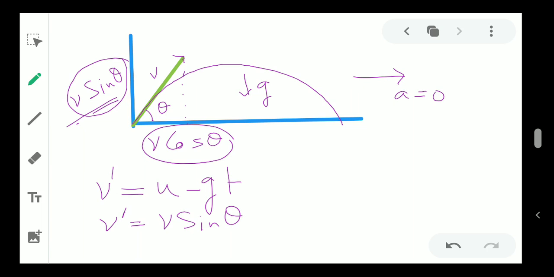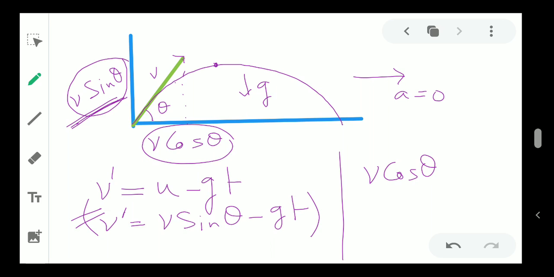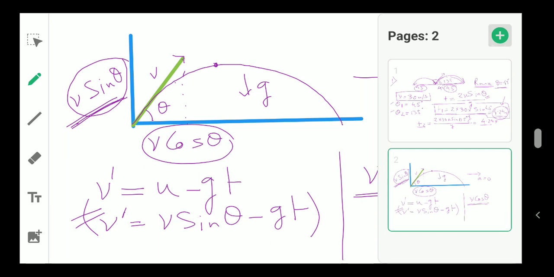Now when the projectile is going towards the maximum point, in that time v sin theta will decrease due to g. So that means this minus gt. So this is the vertical component of the velocity of the projectile motion. Now I know that the horizontal component v cos theta is not a function of t, so this is always fixed, same value.